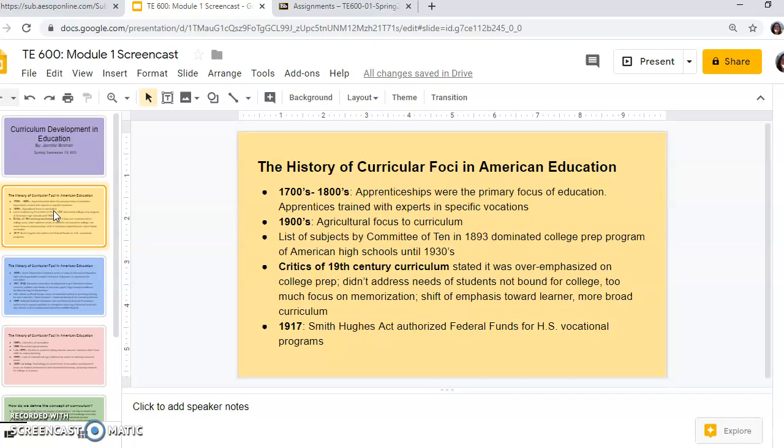There were some critics of the 19th century curriculum. They believed there was an overemphasis on college prep, and there was no addressing of the needs of students that were not going to college, and too much focus on memorization, and there was a shift in emphasis toward the learner and a more broad curriculum. Then in 1917, the Smith-Hughes Act authorized federal funds for high school vocational programs, so this became another option for students.